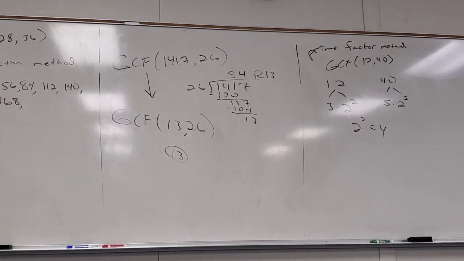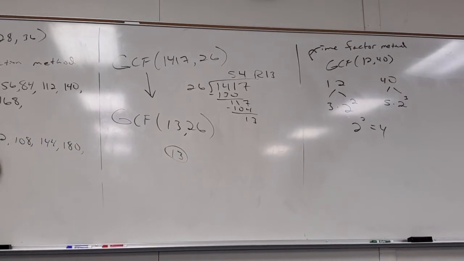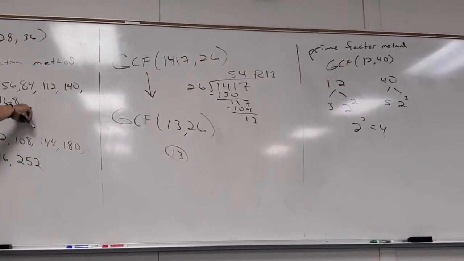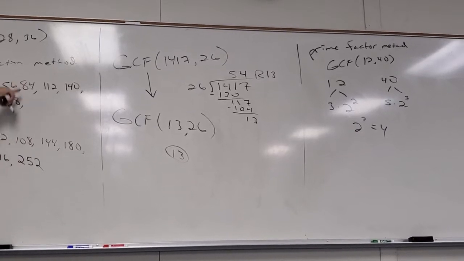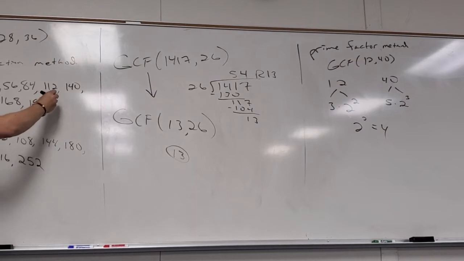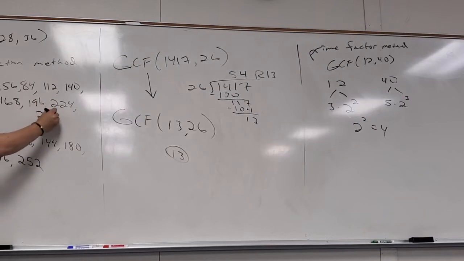Now, at the same time, you could be doing 36, right? Because I don't know how far I've got to go. So 36, 72, 108, 144. Is everybody cool with how I'm getting those numbers? Just adding 36. 180, 216, 252. If I keep going here, I don't see anything matching yet, right? Not yet. Add 28, 196, add 28, 224, add 28, 252.